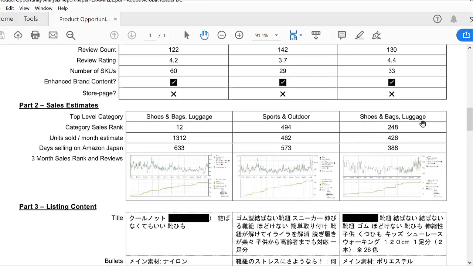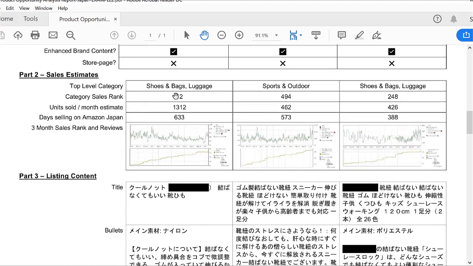We show you the top level category. So there's a mix for these kind of products, so they're either in shoes and bags, or they're in sports and outdoors. And then we show you the current category sales rank. So this is number 12 in sports and outdoors. This is number 494 in sports and outdoors. This is number 12 in shoes and bags.